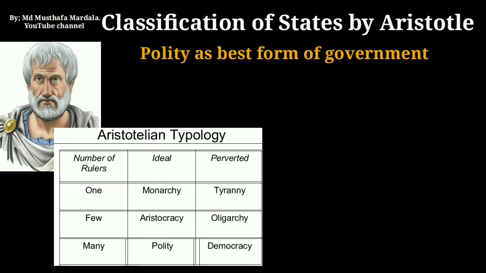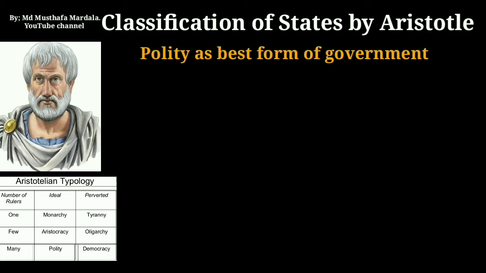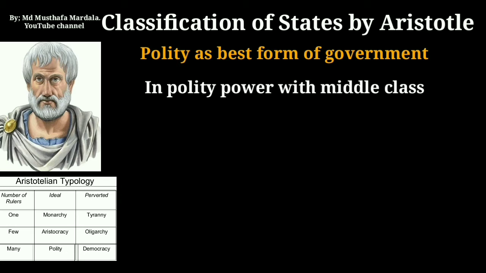Among all forms of government, Aristotle regarded the polity as the best practicable state, or the best form of government. He says in polity, the power vests with the middle class people with some property to maintain the balance of power.